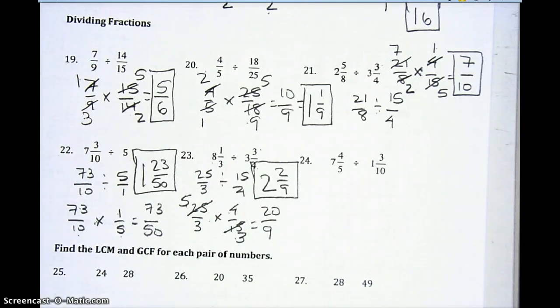So now you're going to do the last one. So pause the recording and see if you can do 24. Remember, you have to change it to improper fractions, then you copy, change, flip, then you reduce, and then you can multiply. And if you have to, then you change it back to a mixed number. So go ahead and try number 24. Stop the recording and try it.